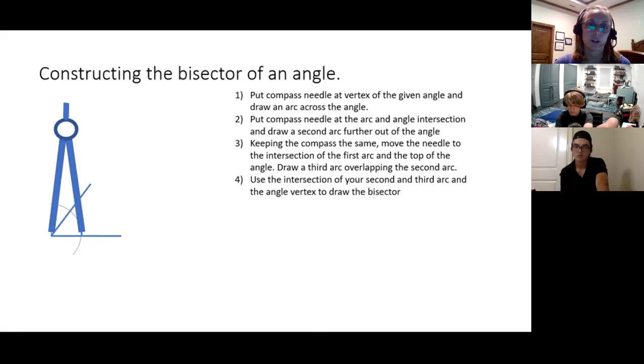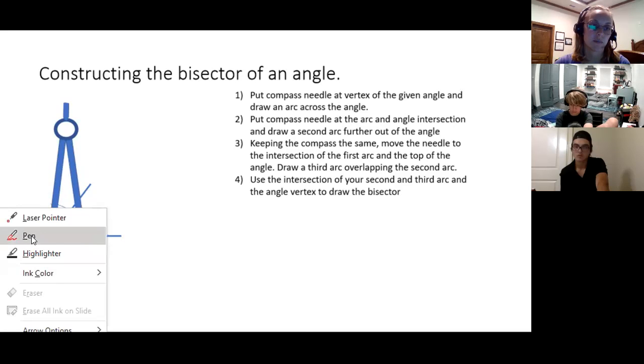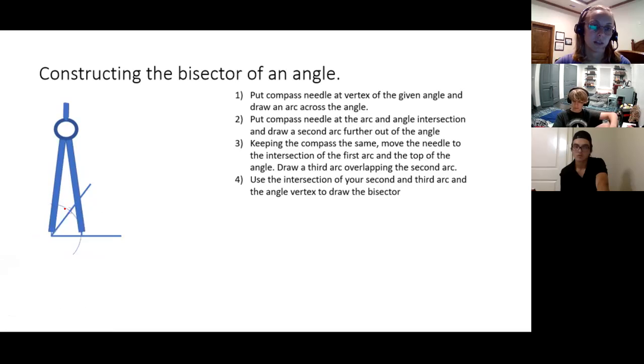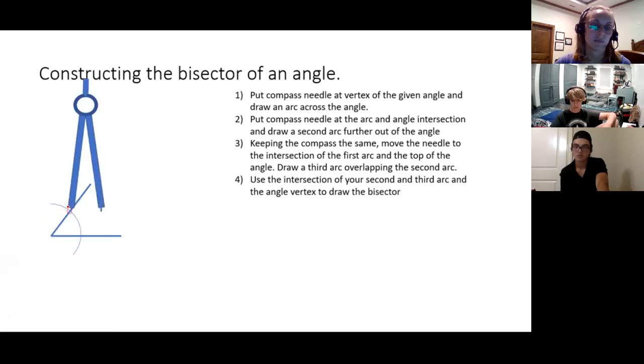And then we're going to put our compass needle at the arc and angle intersection. So one of these points, it doesn't matter which one because we're going to keep the same the whole time. But if you put it on this point right here, so you now move the compass so that the pointy part is right here where you made that intersection. You're going to draw another arc out here. And then you're going to move the pointy part to the other side and keep the compass the same. So that's the key right here.